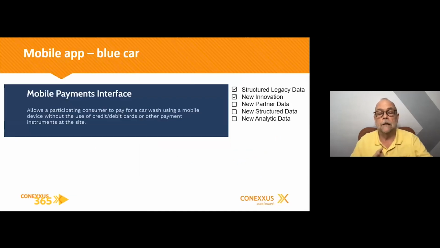So the first thing, for that person sitting in the blue car, we can do this with our mobile payments interface, and it allows for selling fuel or car washes through your mobile phone. And we do that today. And again, the touch points in the overall architecture are structured legacy data. We're treating that, and also new innovation around ways to buy and sell services. Next.